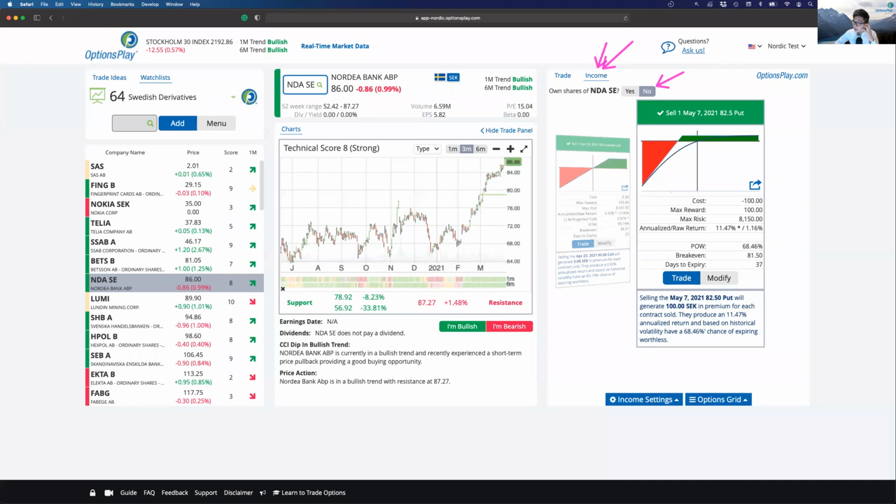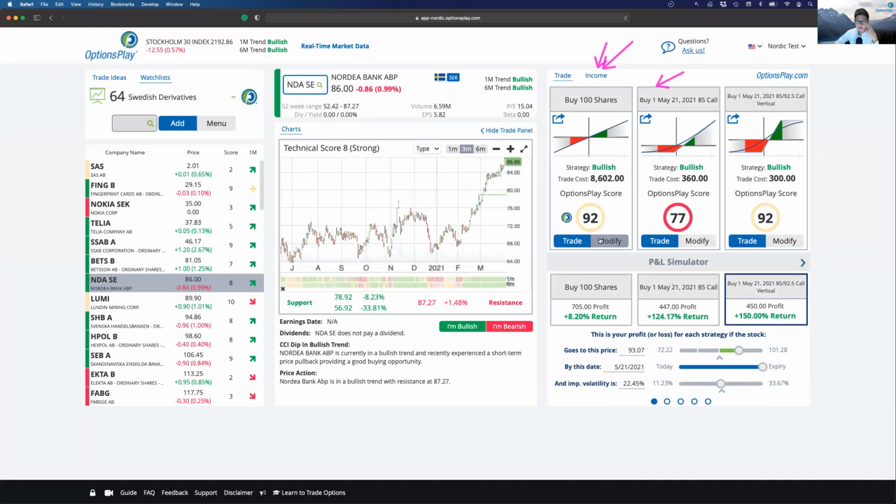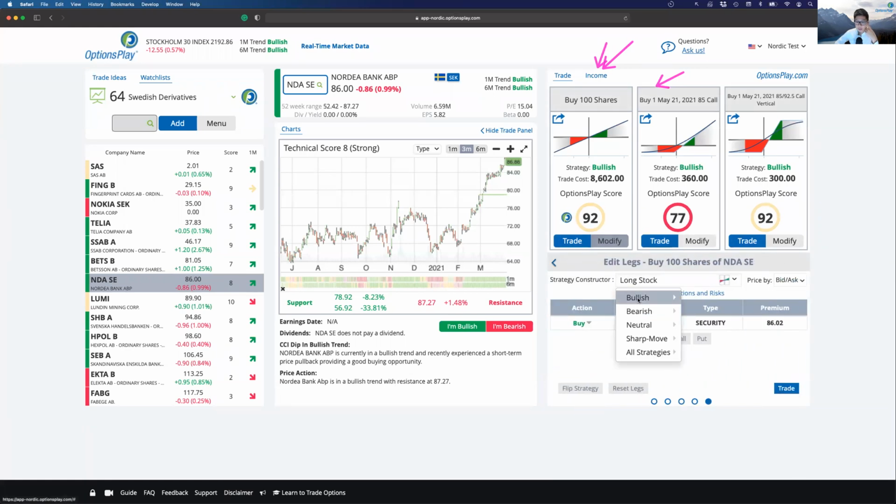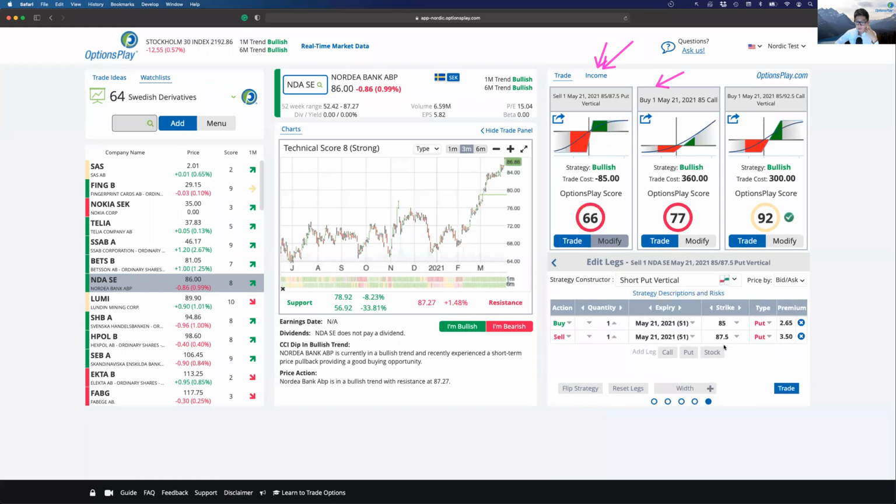Sorry, I meant Nordea selling a 50 crown put and buying a 40 crown put when the stock price is at 80 crowns. What is your question about that? So if your question is just how do you do that, you click on modify, use the strategy constructor, a short put vertical, and you want to sell... there's no 50 crowns. The lowest strike price is 66.